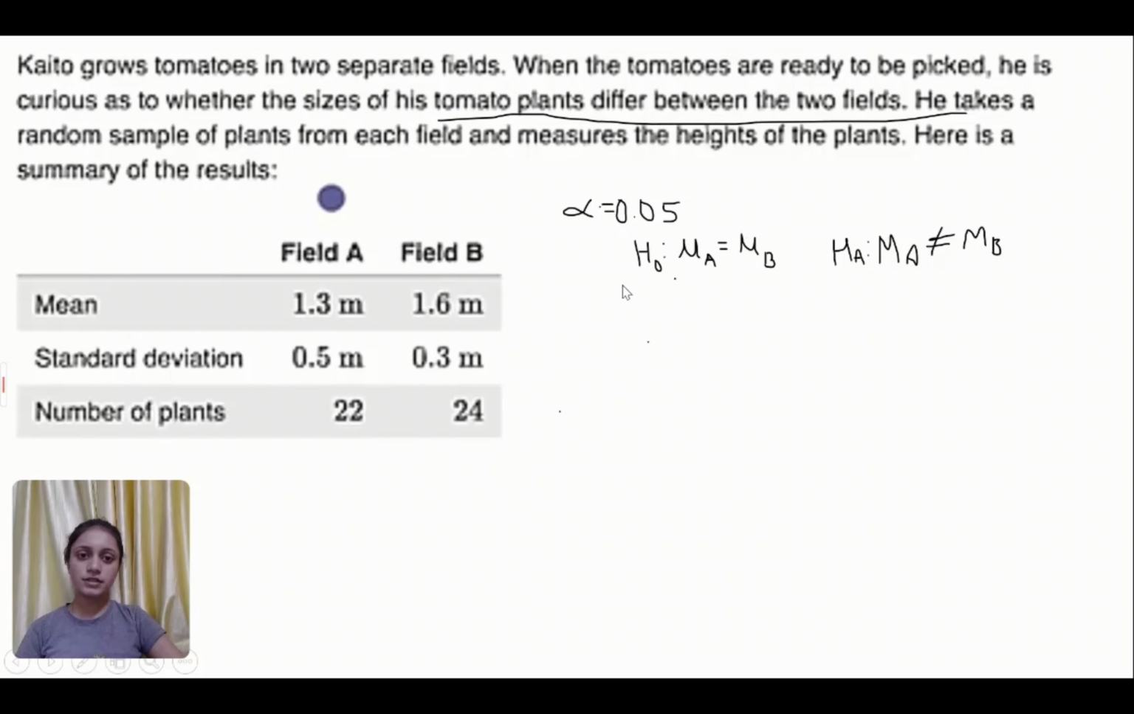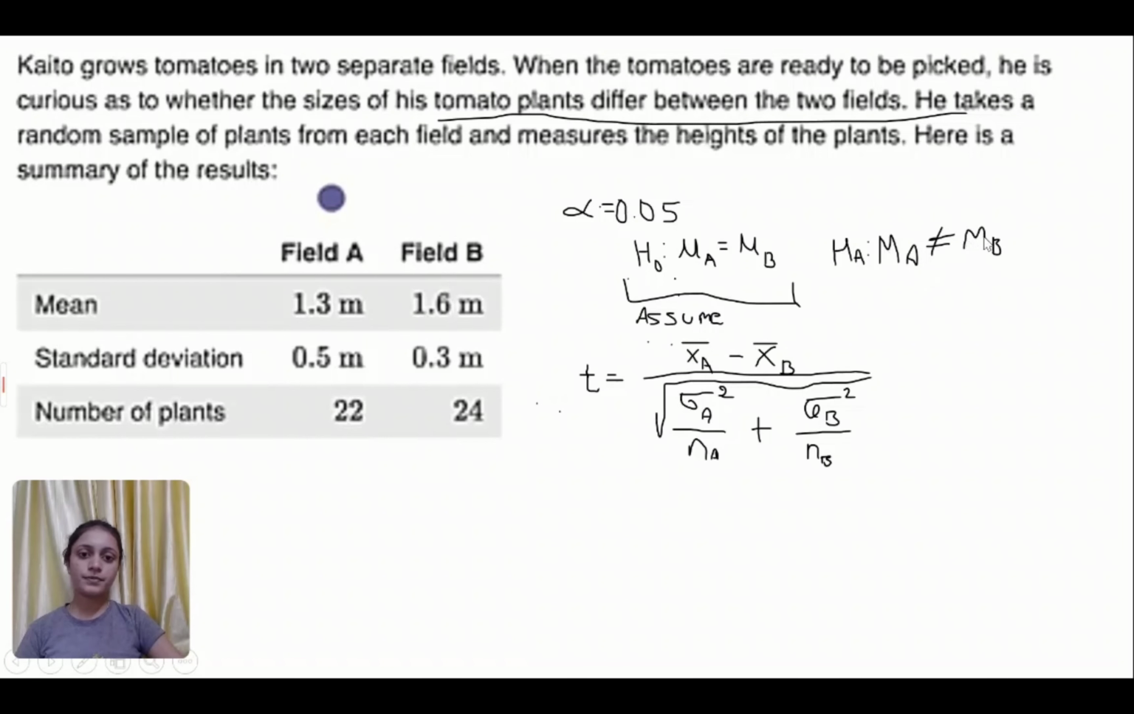First hypothesis statement: mean of A is equal to mean of B. Second hypothesis statement: mean of A is not equal to mean of B. This is just an assumption statement. Then we put in a formula for this problem.